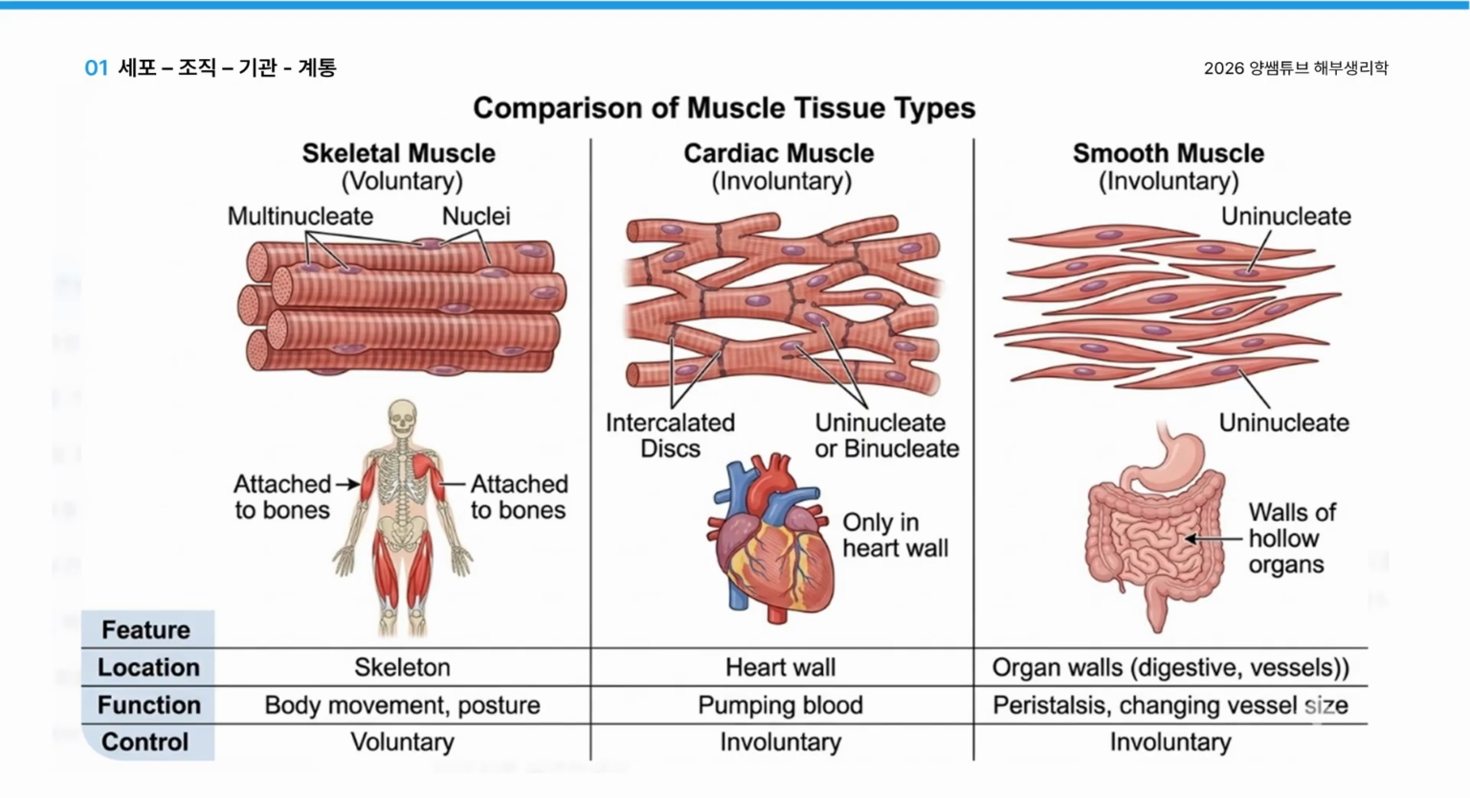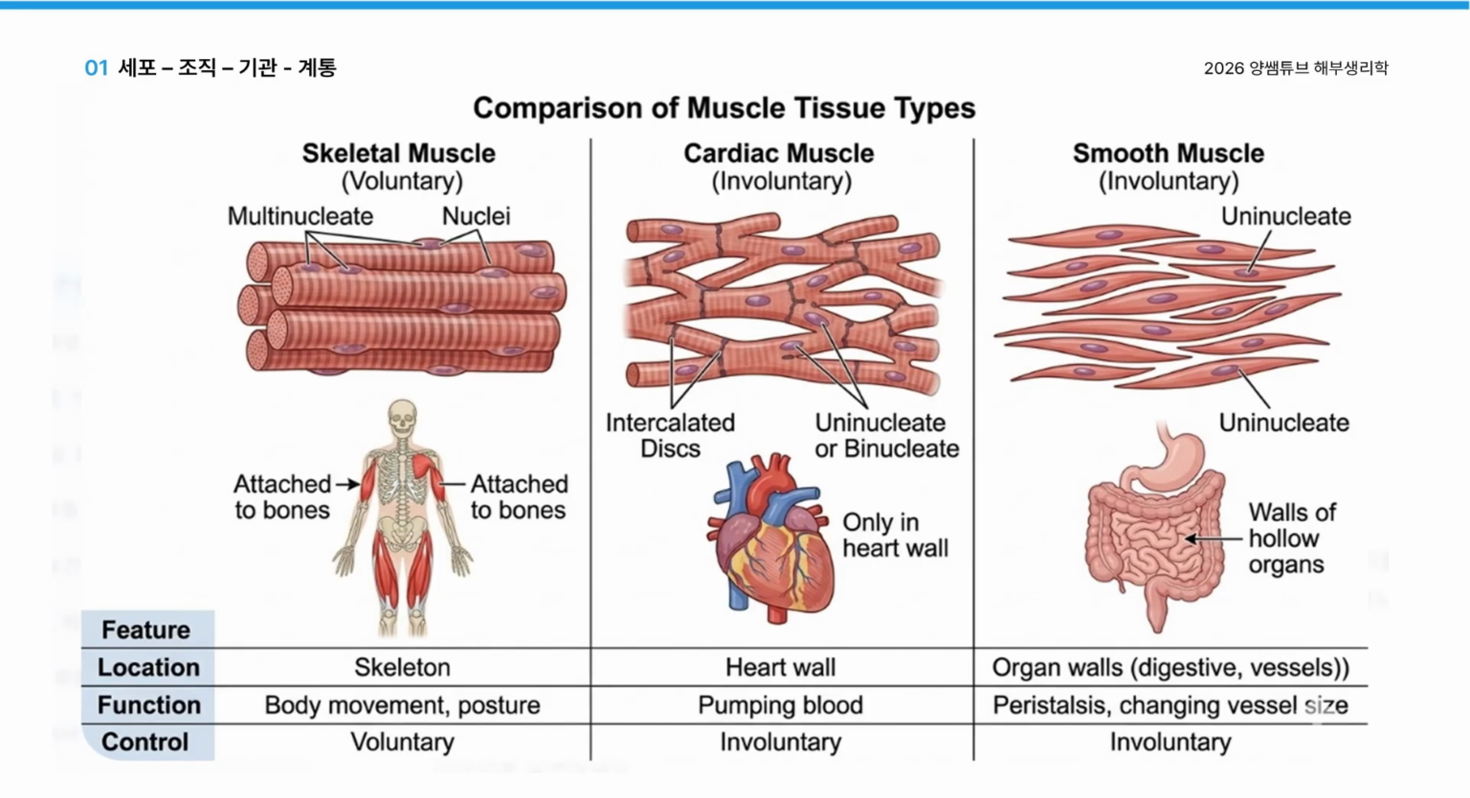As the name suggests, these are attached to our skeleton and allow for voluntary movement, meaning we can control them consciously. In the middle is the cardiac muscle, found only in the heart wall. Like skeletal muscle, it has striations, but look closely. The cells are branched and connected by special junctions called intercalated discs. These discs allow the heart to beat as one single unit. Unlike skeletal muscle, this is involuntary. It pumps blood automatically.